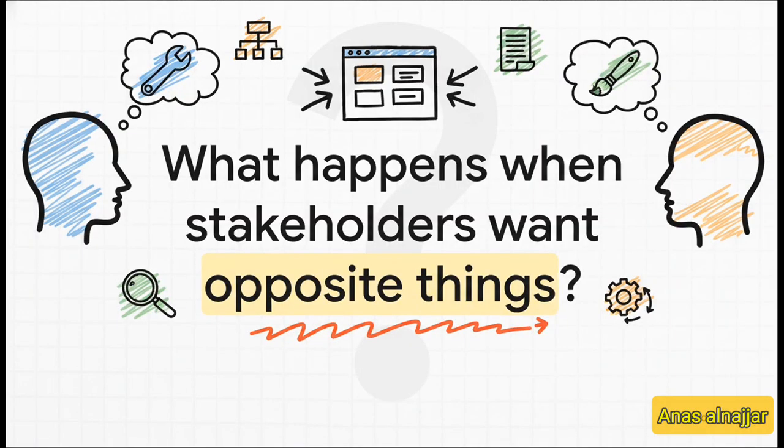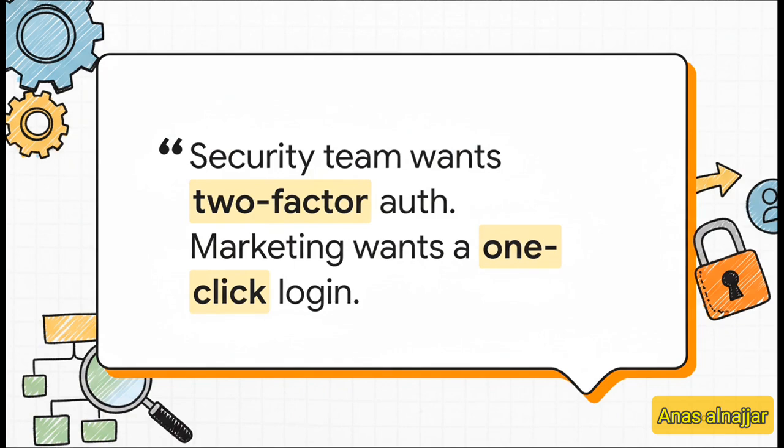But during analysis, you almost always run into a major challenge. What do you do when the key people involved in the project want completely opposite things? This is a classic example. The security team insists on complex two-factor authentication to protect user data, but the marketing team is demanding a super simple one-click login to make it easy for new users to sign up. It's a direct conflict between security and usability.